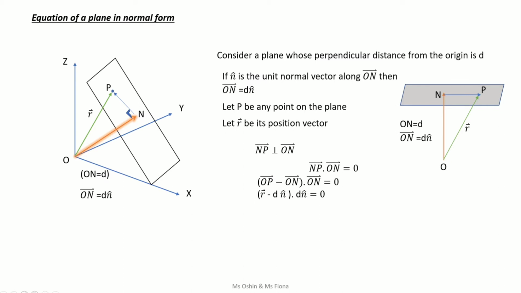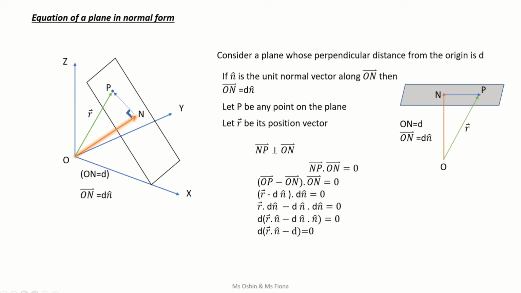Distributing the dot product, we get r dot d n cap minus d n cap dot d n cap is equal to 0. Observe that d is the common term. So taking the common term out, we have the next step. We know that n cap dot n cap is equal to 1. Hence, we get d into (r vector dot n cap minus d) is equal to 0.